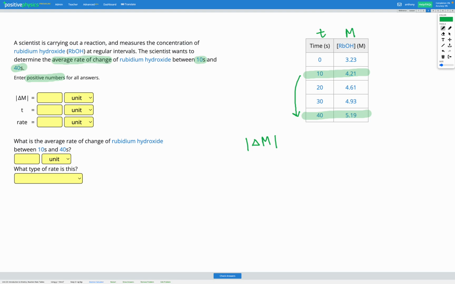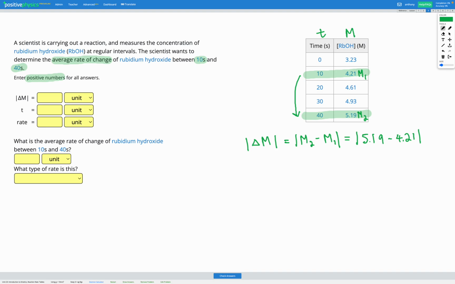And remember, those vertical lines mean absolute value. That means we don't care if it's positive or negative. We just want to know the amount of the change. So to do that, all we need to do is subtract our two values. Our final molarity is 5.19. That's our M2. Our initial molarity, M1, is 4.21.